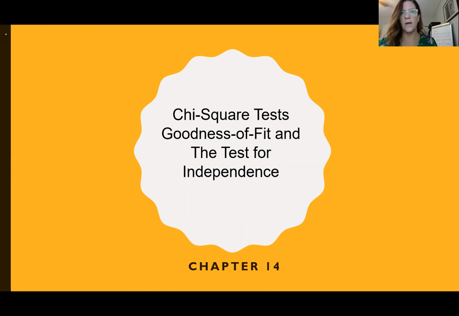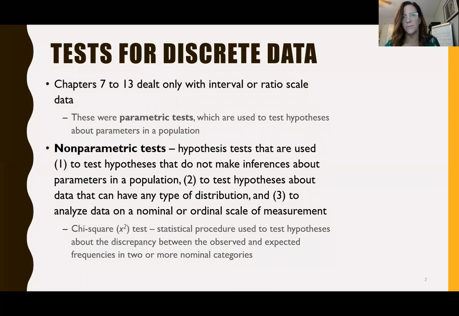So we're going to go through chi-square. There's two different types of chi-squares that we will be learning. One of them is goodness of fit, and the other is test for independence. But let's just kind of talk about first why we would use chi-square. So specifically, chi-square is used for discrete data or categorical data.